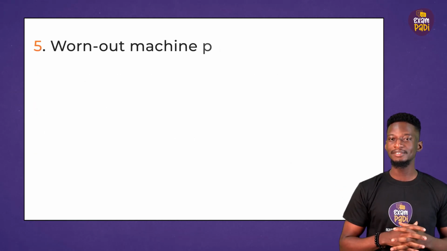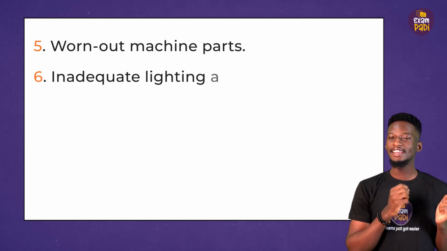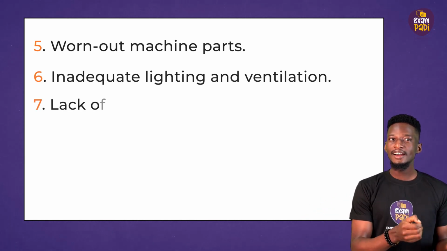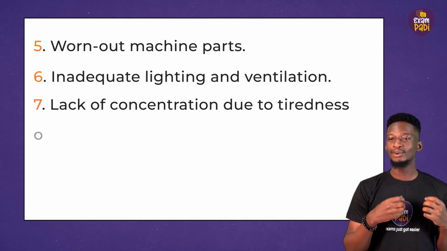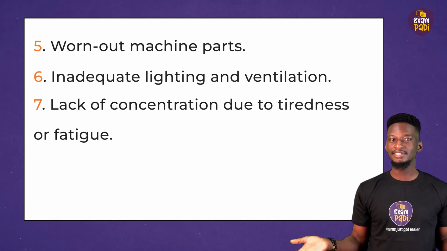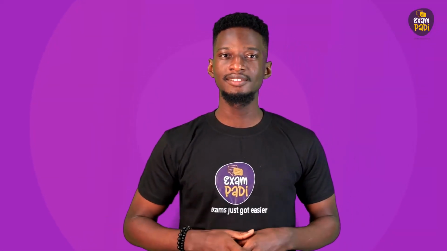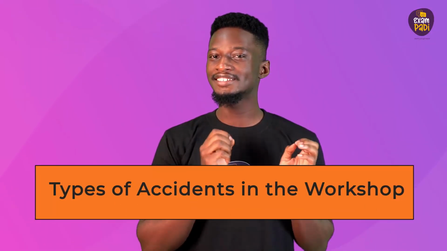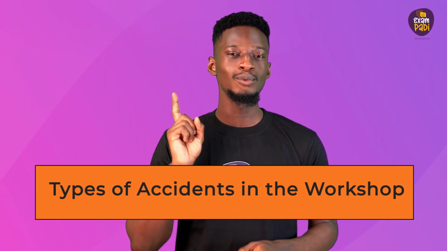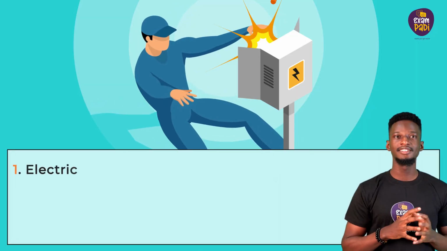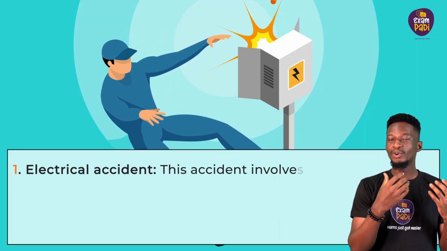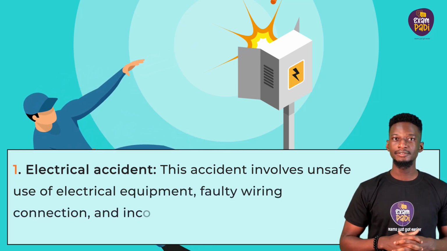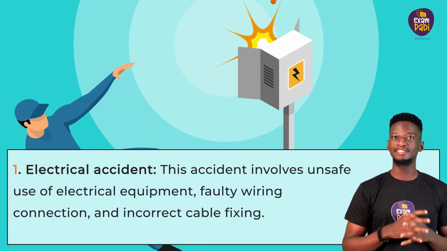5. Worn-out machine parts. 6. Inadequate lighting and ventilation. 7. Lack of concentration due to tiredness or fatigue. Other causes include lifting heavy objects, violence, stress, and so on. The types of accidents in the workshop are: 1. Electrical accident. This accident involves unsafe use of electrical equipment, faulty wiring connection, and incorrect cable fixing.